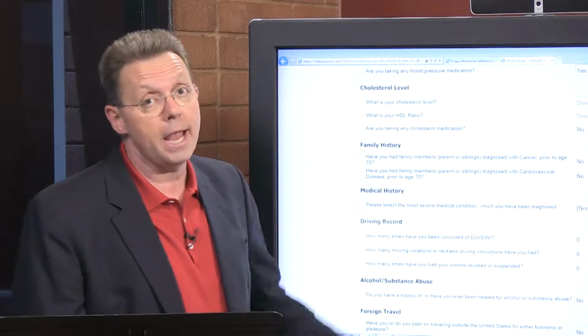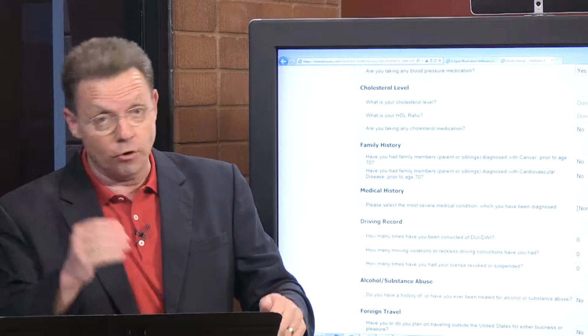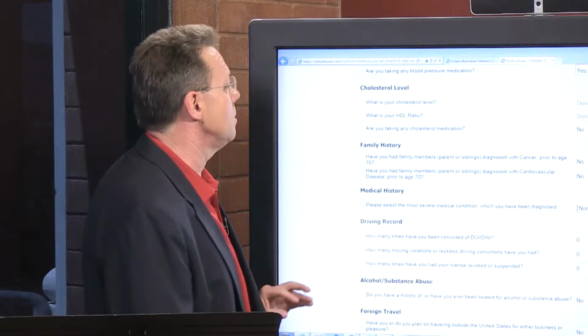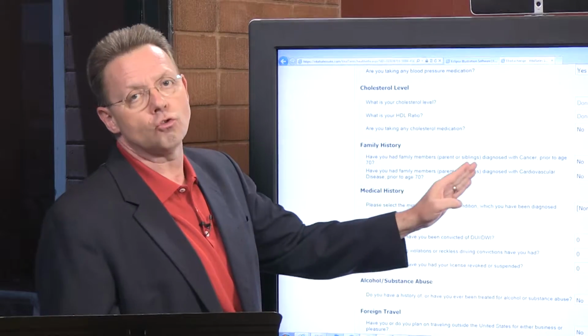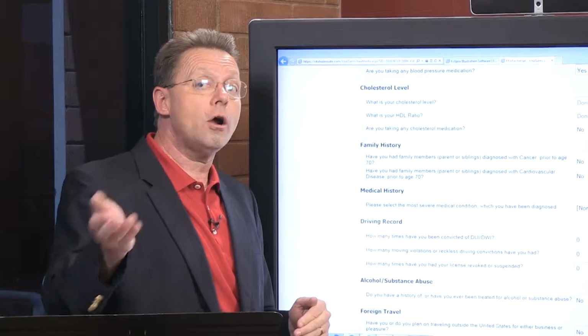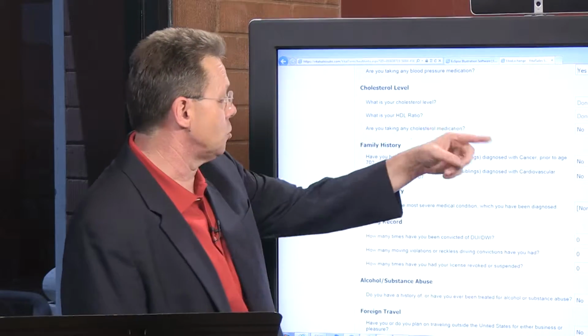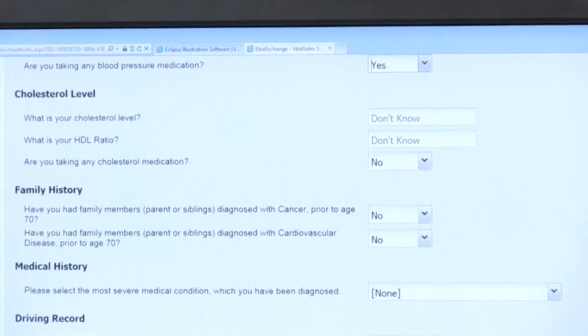Remember, this page really manages non-rated health classifications like super preferred, preferred plus, preferred non-smokers, as well as standard plus and standard. Now, when I get into this, I want to be able to say, am I taking any cholesterol medication, which is different than taking cardiovascular or hypertension medication? I look at this and I have to say yes or no. I'm not taking any myself, so I'm going to say no for today.